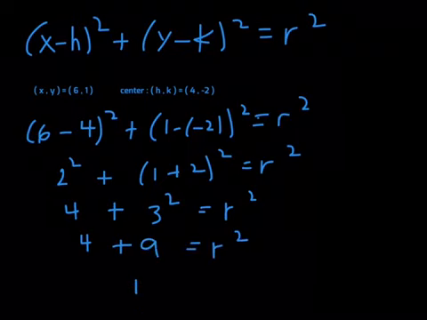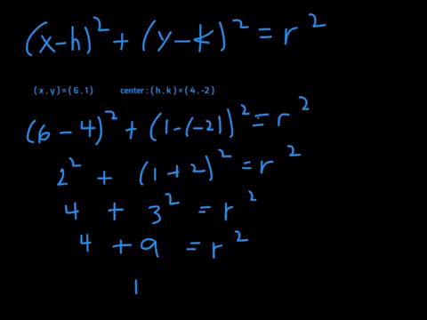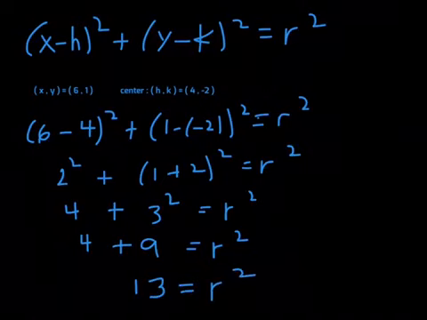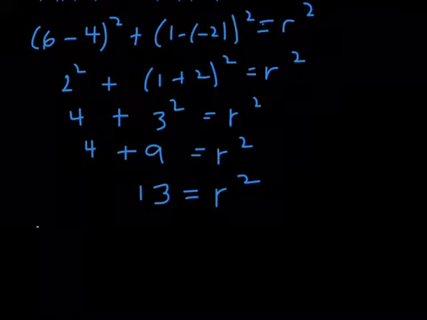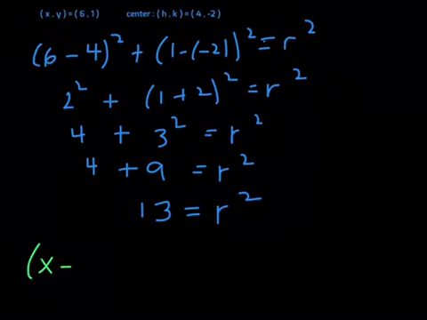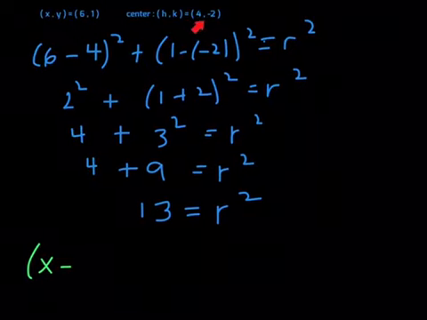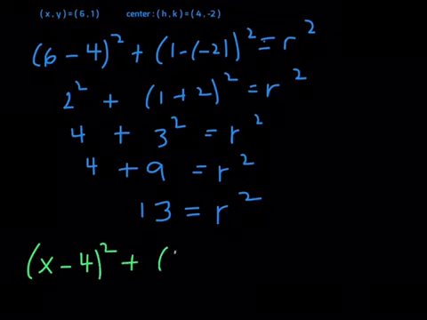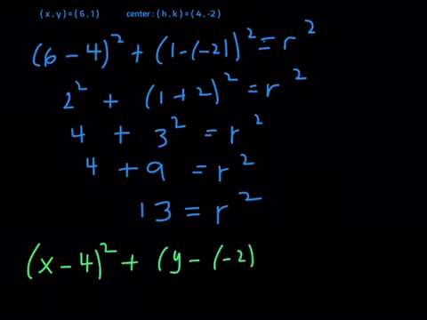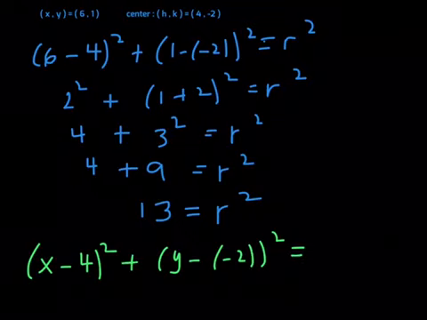13 is r squared. Now, don't take the square root of both sides because they never really explicitly said find the radius. They said find the standard form for the circle. So now we have everything we need. So then we have x minus our h value. Let me move the screen up a little bit so you can see it. Do you see it right there? H and k. Let's plug those in. This is our final answer, folks. X minus h, which is x minus 4 quantity squared, plus y minus k, which is y minus negative 2 squared, is equal to r squared, which is 13.